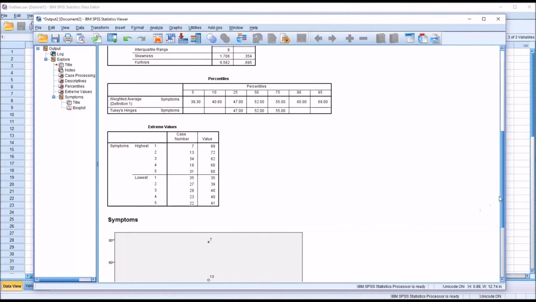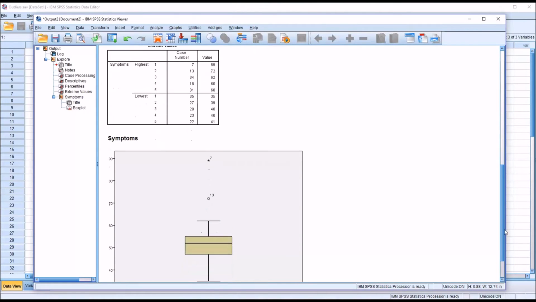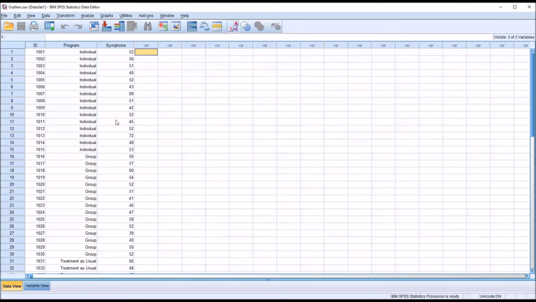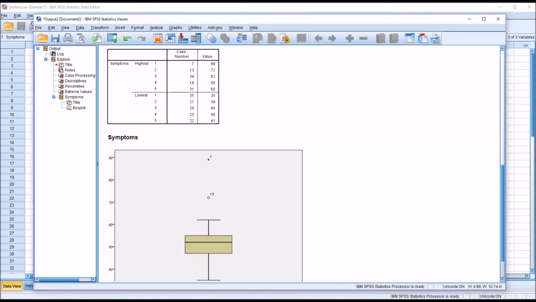So moving back to the box plot, we can see that we have record 13 and record 7. If we move back to the data editor, we can see that record 13 is 72, that's above 67, and record 7 is 89, which is above 67.